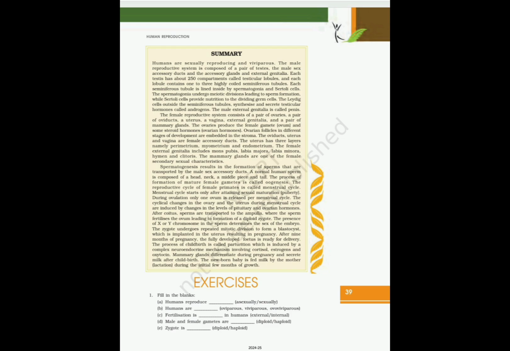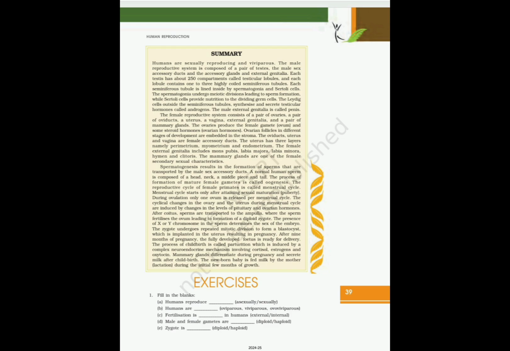After coitus, sperms are transported to the junction of the isthmus and ampulla, where the sperm fertilizes the ovum, leading to formation of a diploid zygote. The presence of X or Y chromosome in the sperm determines the sex of the embryo. The zygote undergoes repeated mitotic division to form a blastocyst, which is implanted in the uterus, resulting in pregnancy. After 9 months of pregnancy, the fully developed fetus is ready for delivery.